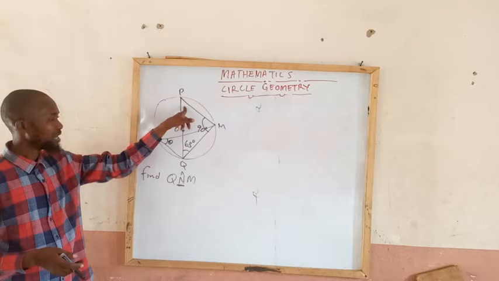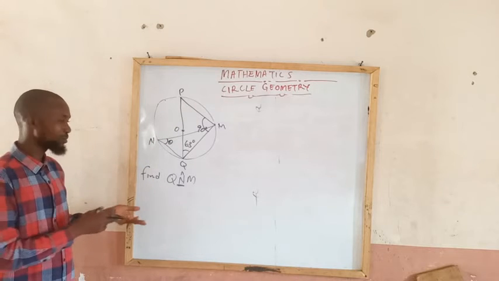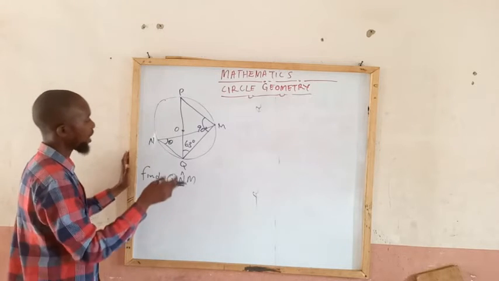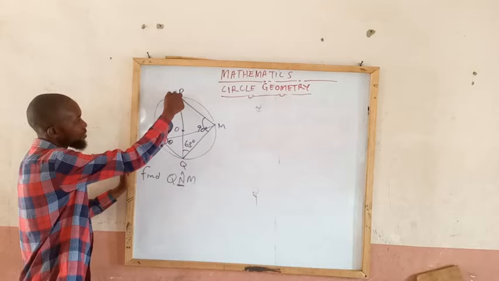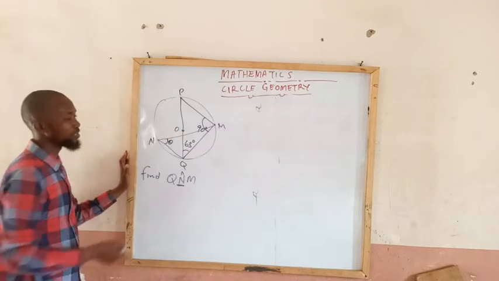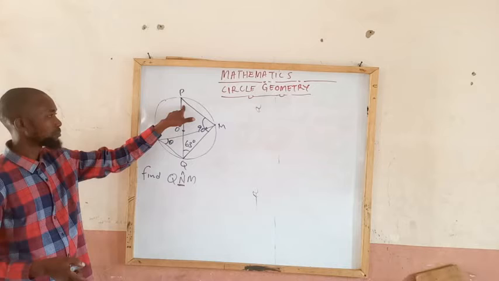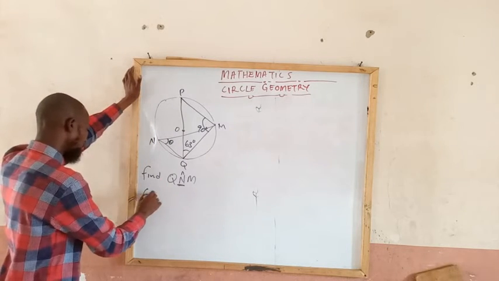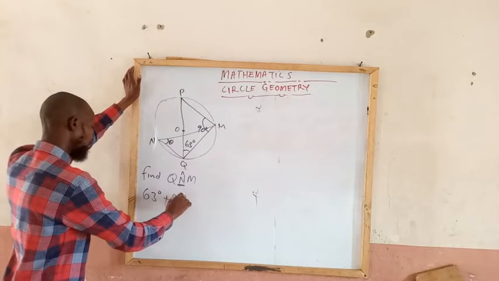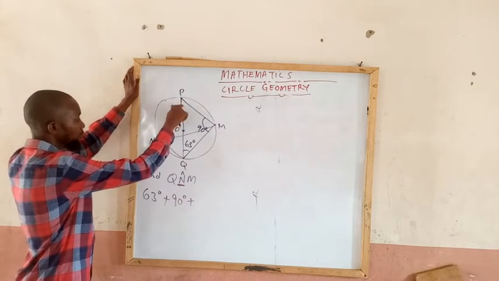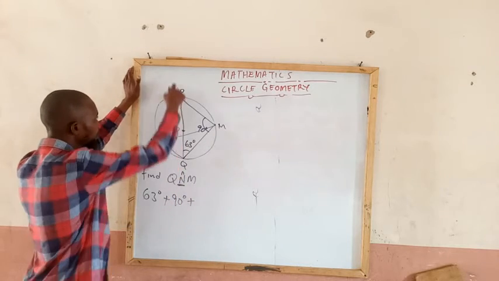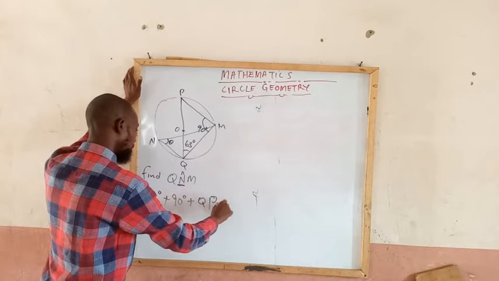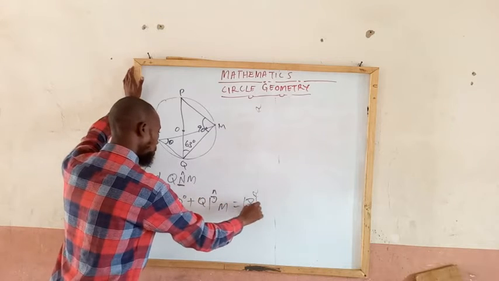Because the value here might be useful, it might assist us in getting what we are asked to do. So we are going to consider this triangle PQM and solve it. Since two of its angles are given, we can try and determine the last angle. Doing that will be 63 degrees plus 90 degrees plus, we can call it just P, or we can call it QPM, and that is the best way to state our angle. We say QPM is equal to 180 degrees.